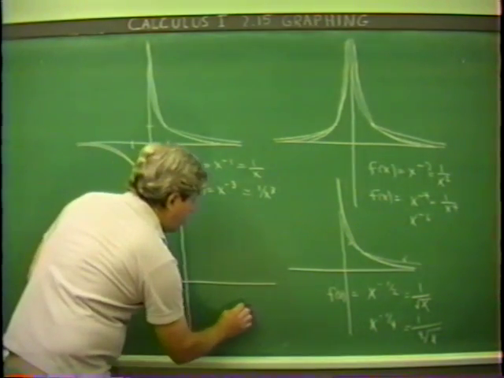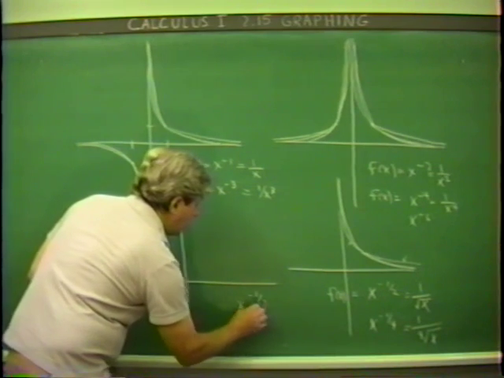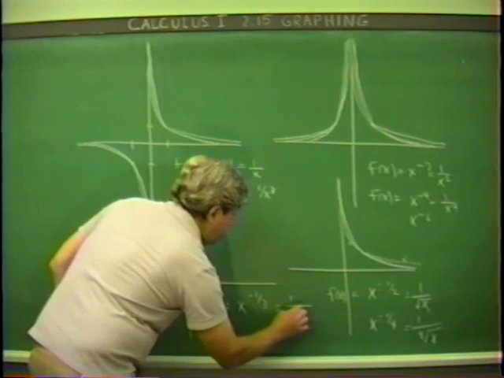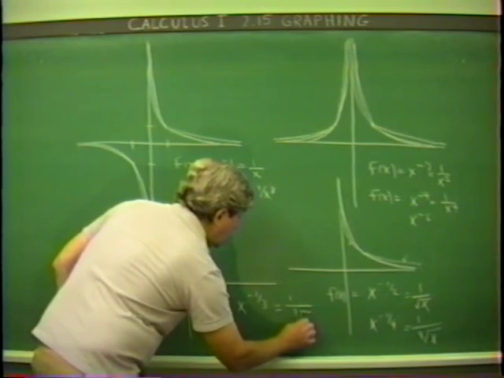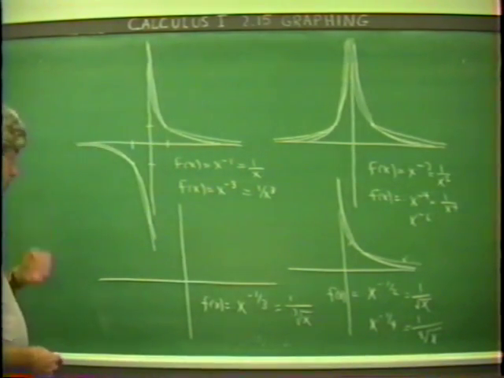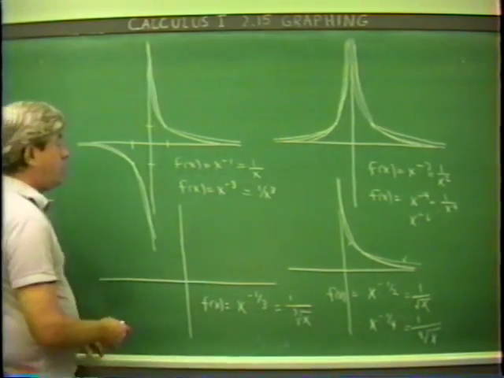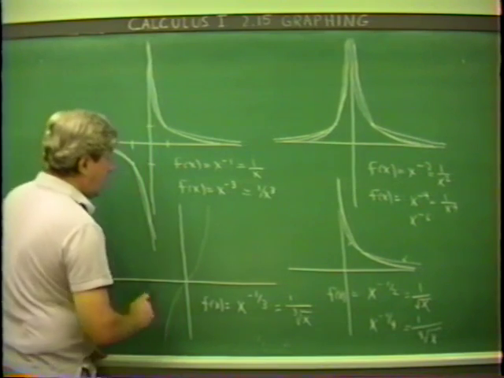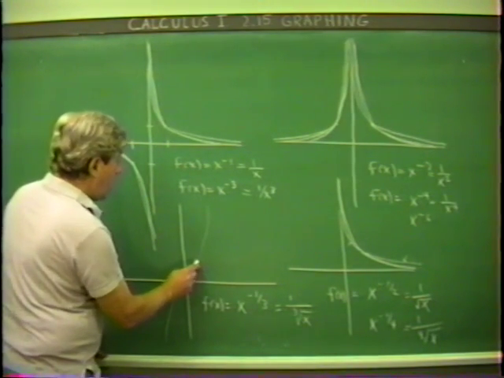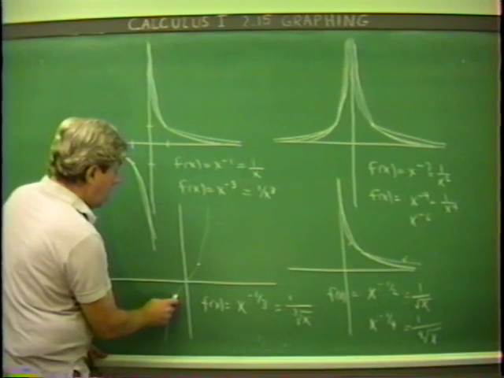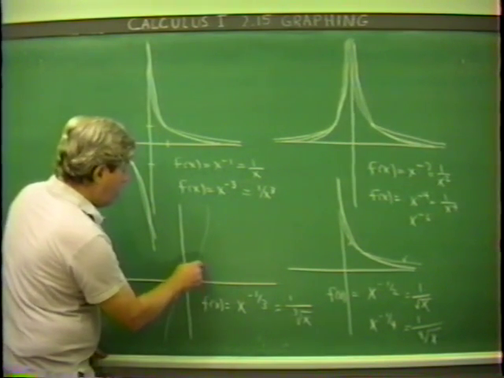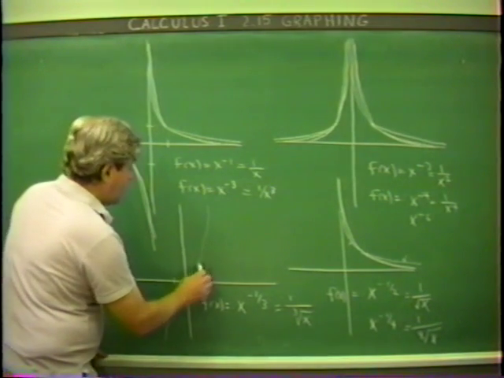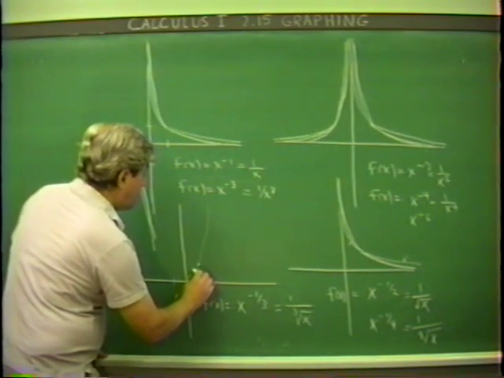X to the minus 1/3, or 1 over the cube root of x. Here we can use the fact that the cube root of x looks something like this, drawing it in lightly here. And now if we take the reciprocal, it's going to be defined at every real number. And it's going to be 1 here and 1 here at 1. And as x gets larger, it's going to get smaller. The graph is going to look something like this.